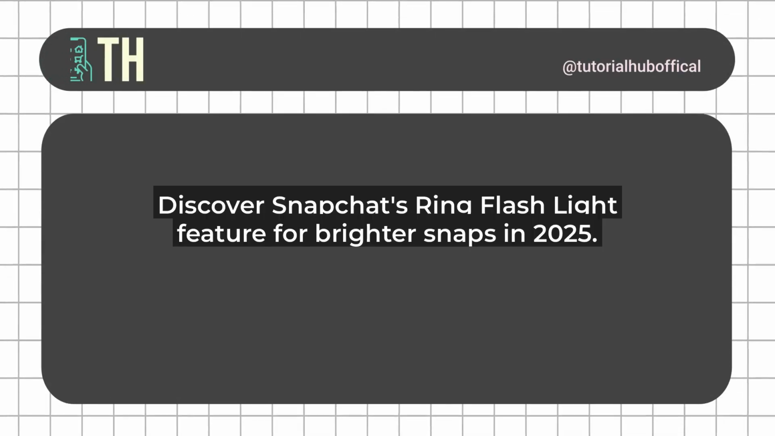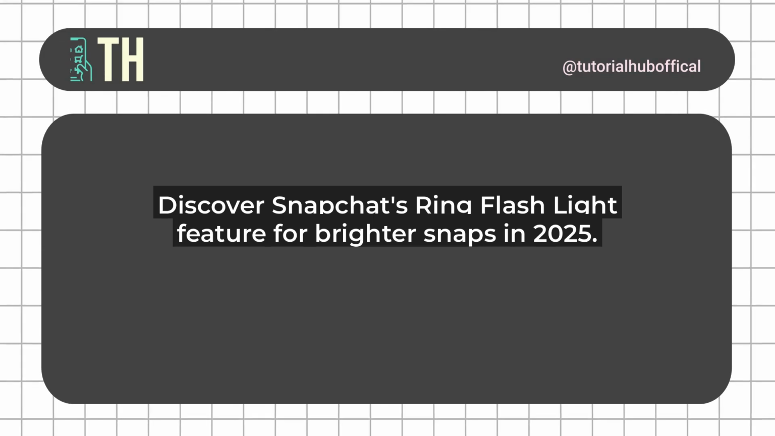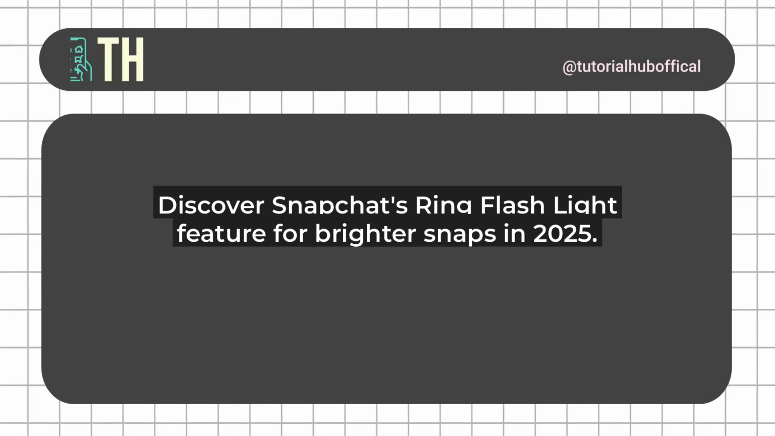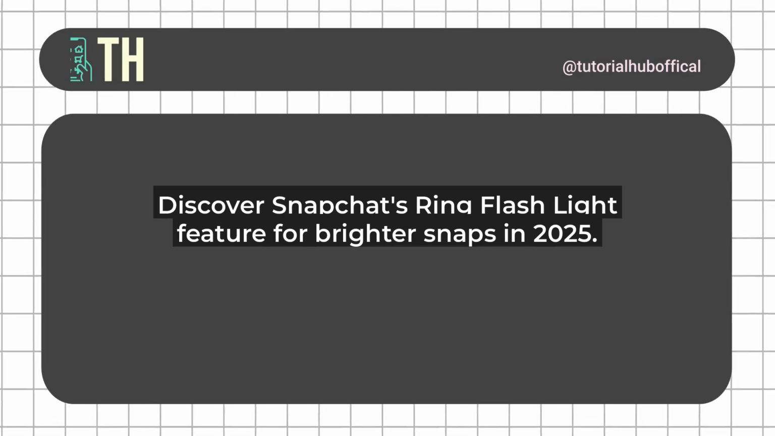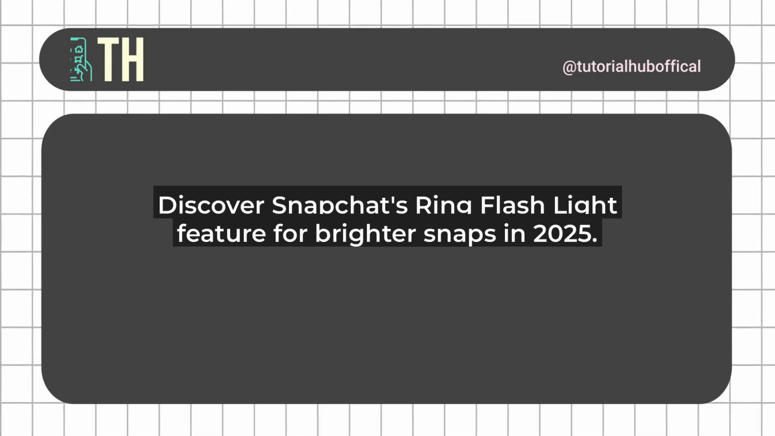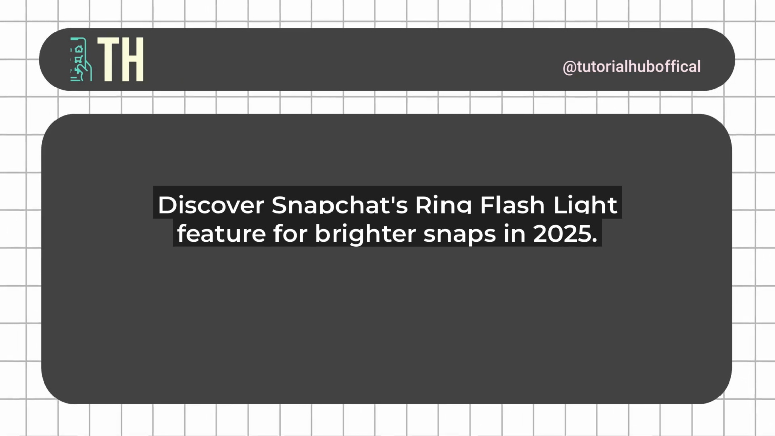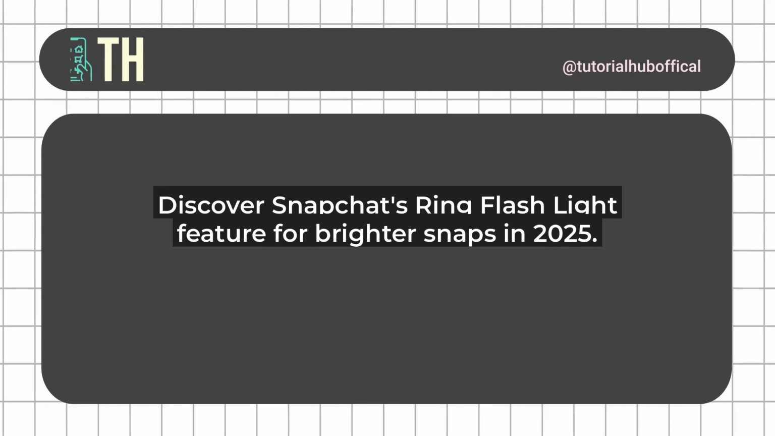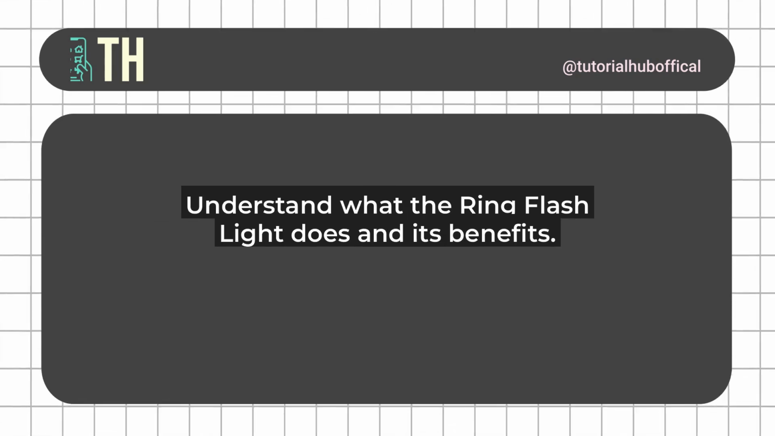Hey there, Snapchat enthusiasts. If you're always snapping in low light conditions and struggling with dark photos, you're in for a treat. Today, we're exploring the Ring Flashlight feature on Snapchat for 2025, a game changer that adds a cool ring of light around your camera for brighter, more vibrant snaps.